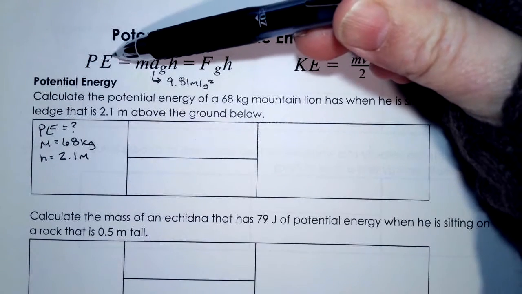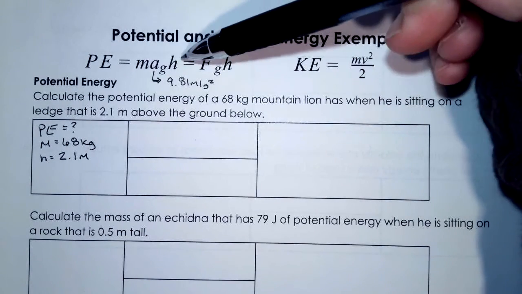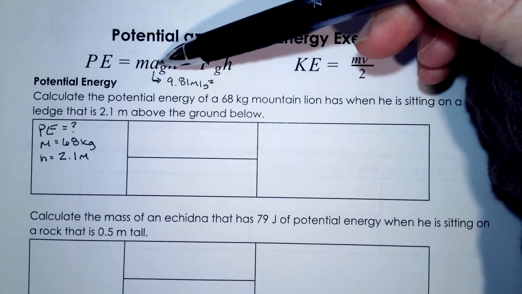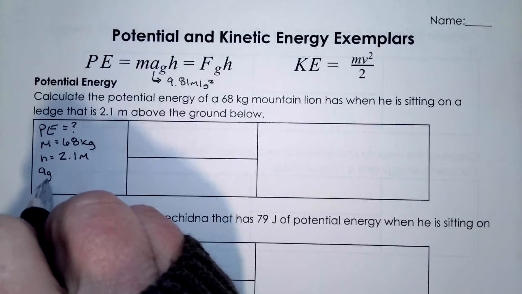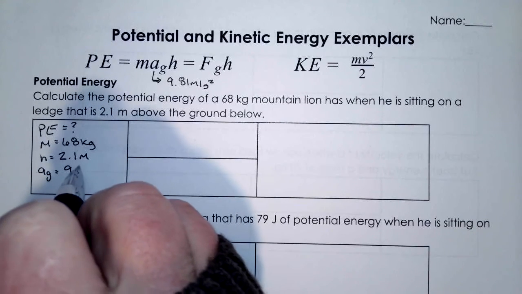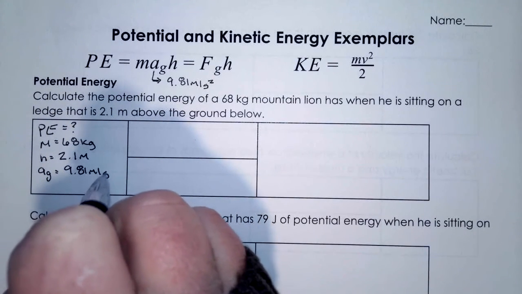Well, we don't have the potential energy. That's what we're looking for. We have the mass. We have the height. Oh, we need the acceleration due to gravity. So let's write that in as well. 9.81 meters per second squared.